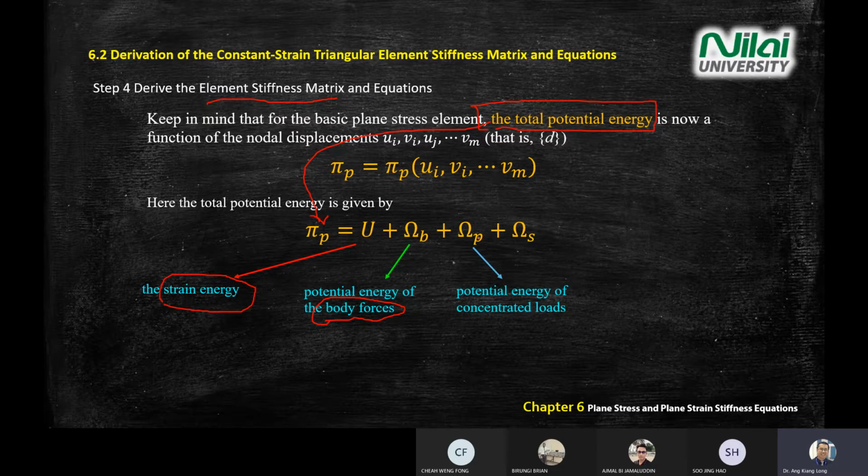The third component of potential energy in our system is the concentrated load. Do you still remember what a concentrated load is? You have a beam and you have a force. So if you see an arrow, it means a concentrated load. The fourth one is the potential energy of the distributed load, or surface traction. So what is a distributed load? It is this one.